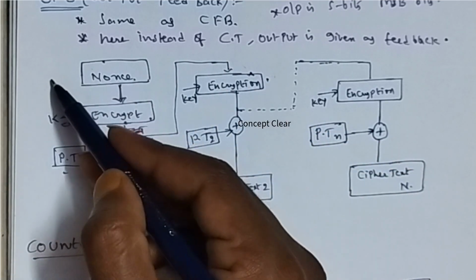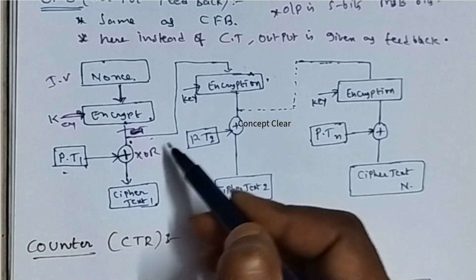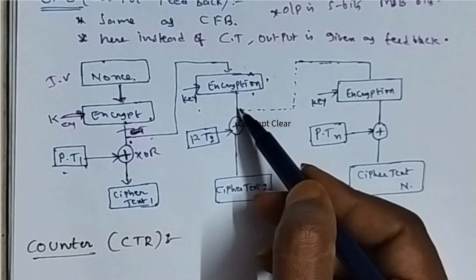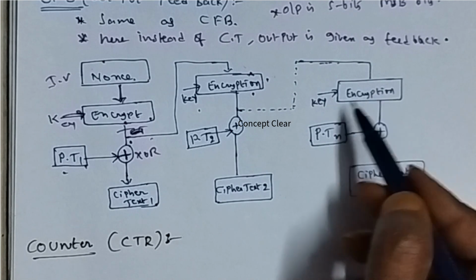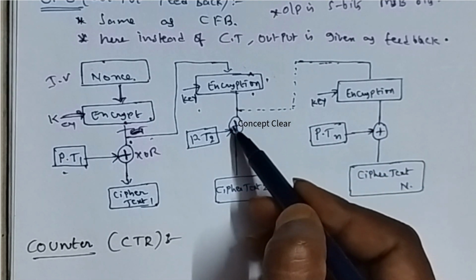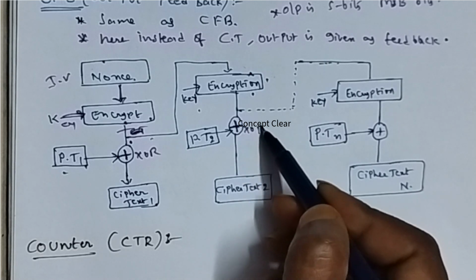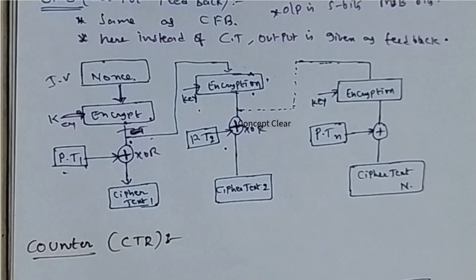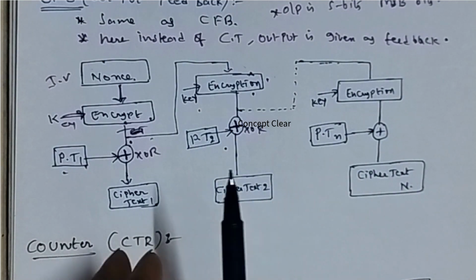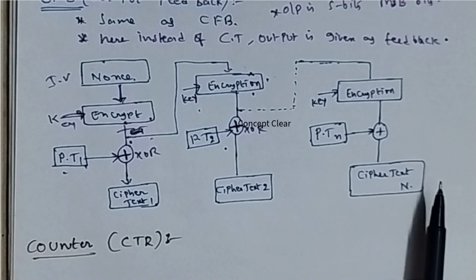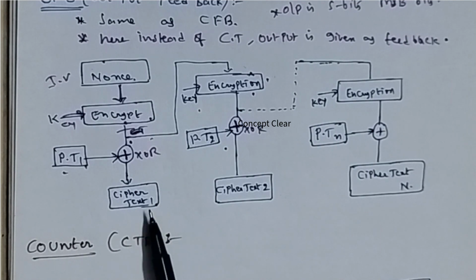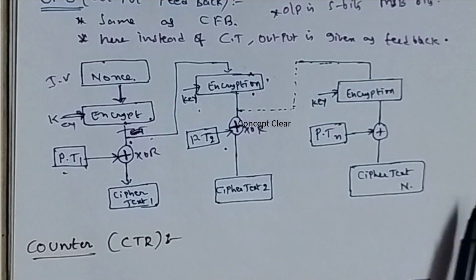Here we are not taking the initial vector, but we are taking the output of the first round. Again we are performing the encryption technique. That result will go to the next round. The same data we are performing XOR operation with plain text 2. We are getting ciphertext 2. Again this procedure will continue up to the end of the last block. In each round we will get ciphertext 1, ciphertext 2, up to ciphertext n.